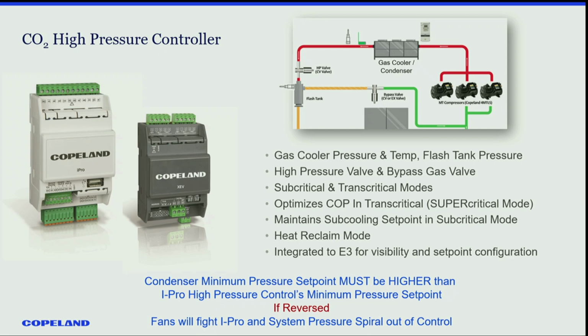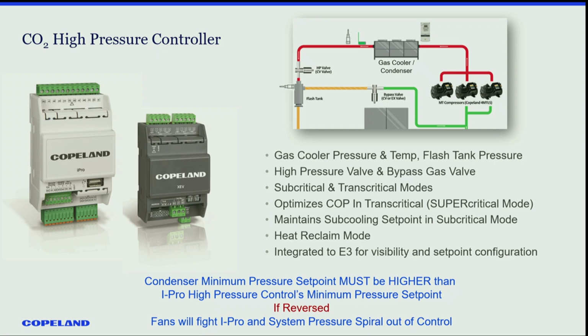So when you combine those two together, we've got gas cooler pressure and temperature and flash tank pressure. That's what it's measuring. So now we've got a high pressure valve and a bypass valve that it's connected to. The driver I mentioned is connected to these two valves. I talked about the subcritical mode, measuring 5 degrees of subcooling. In transcritical mode, I'll show you what that table is in a few minutes. It optimizes COP in supercritical mode, as I mentioned.